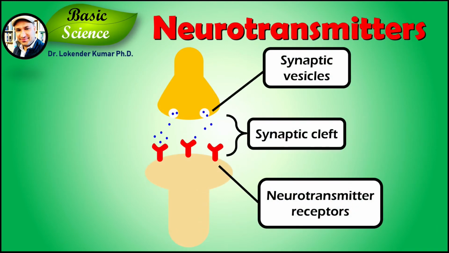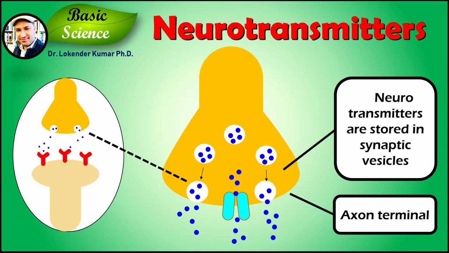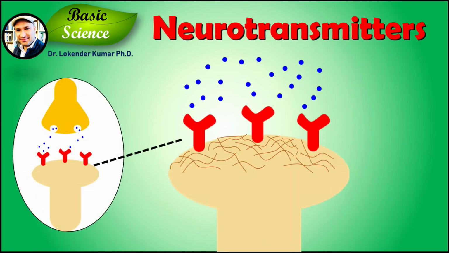Neurotransmitters are released from synaptic vesicles in synapses into the synaptic cleft, where they are received by neurotransmitter receptors on the target cell. Neurotransmitters are stored in synaptic vesicles clustered close to the cell membrane at the axon terminal of the presynaptic neuron. Neurotransmitters are released into and diffuse across the synaptic cleft, where they bind to specific receptors on the membrane of the postsynaptic neuron.